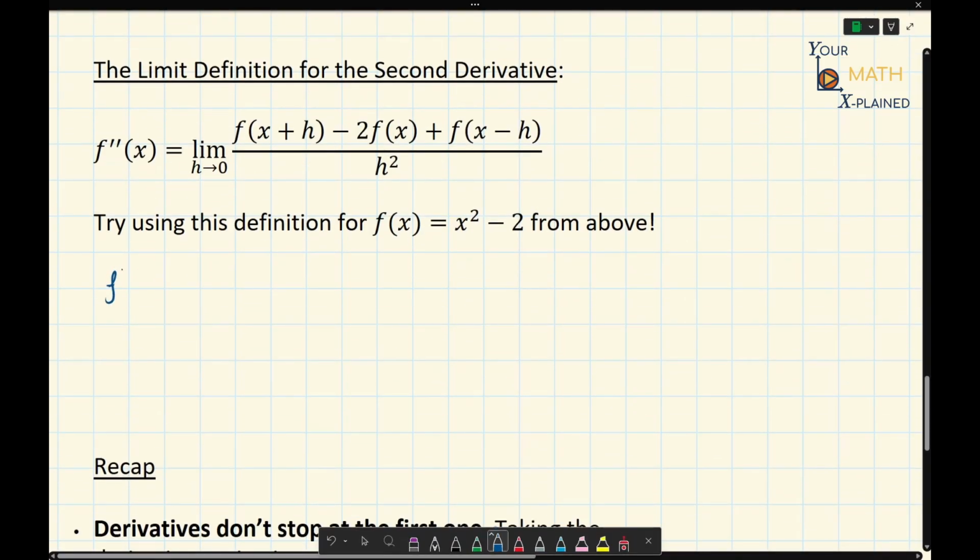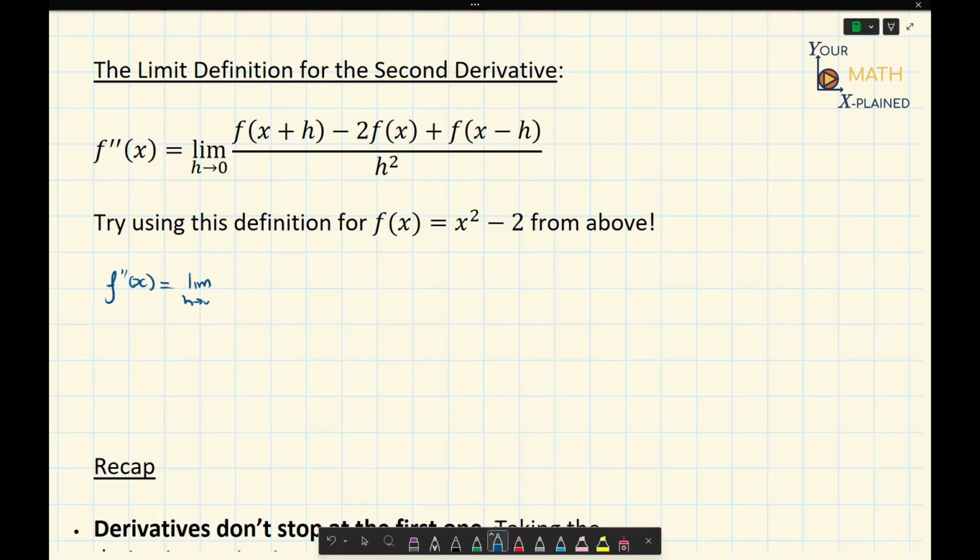So we would get f double prime of x is equal to the limit as h approaches 0 of f of x plus h, so that'll be x plus h squared minus 2. And then we have minus 2 times f of x, so that'll be 2 times x squared minus 2. And then we have plus f of x minus h, so that's going to be x minus h squared minus 2. And then we have all of this over h squared.